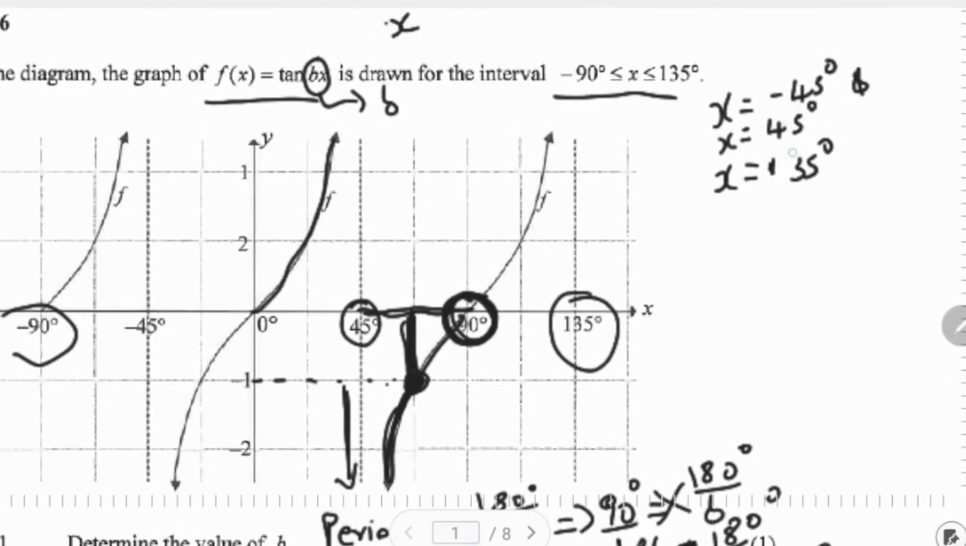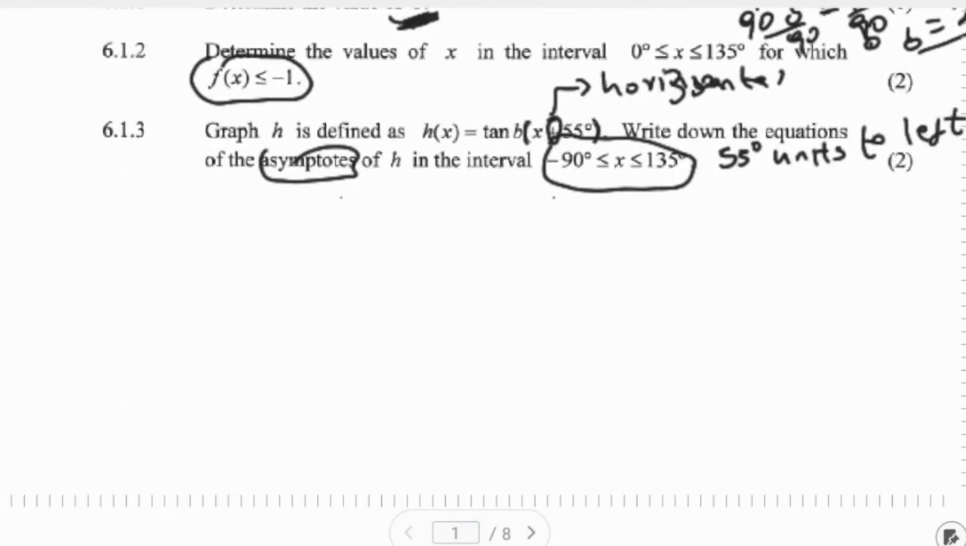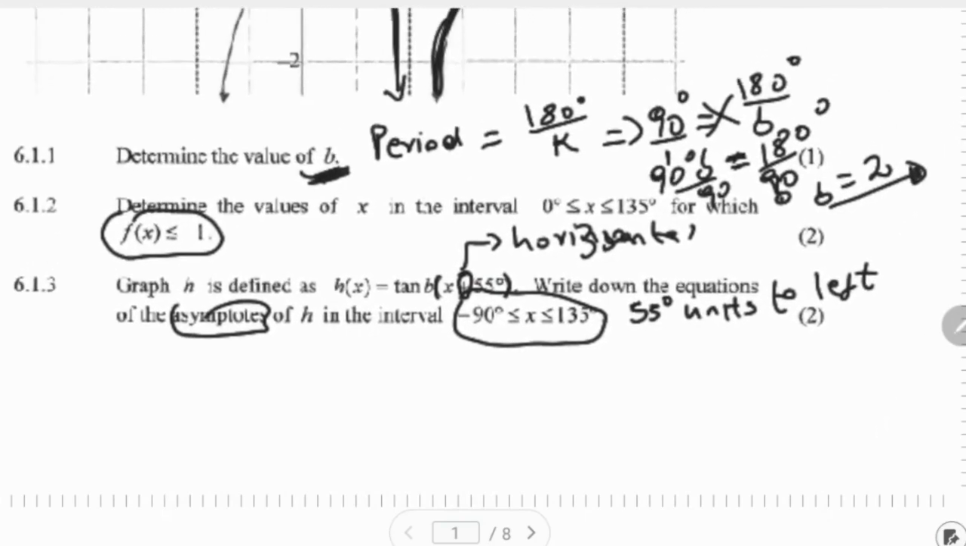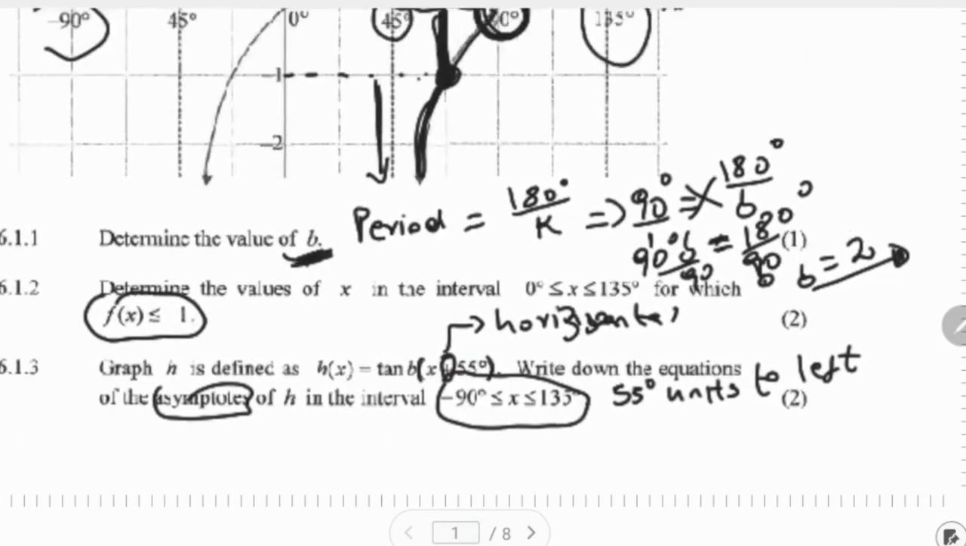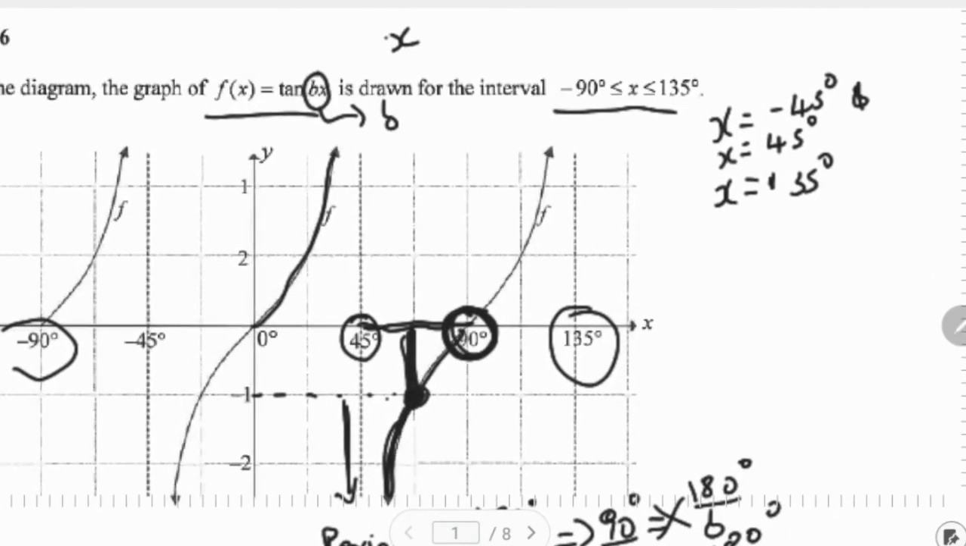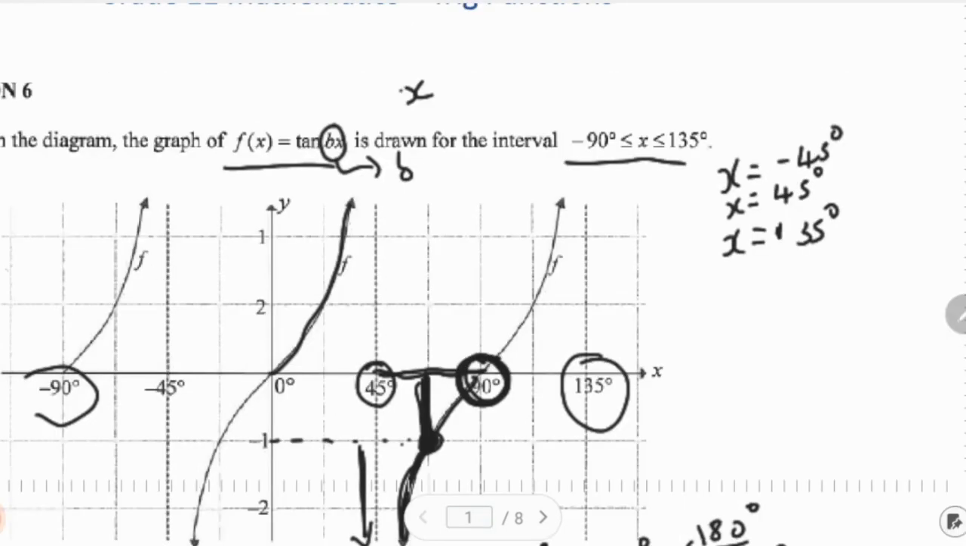So we're going to shift all three 55 units to the left, because we had a plus 5 that is inside a bracket with the angle x. All right. So we've determined that originally the asymptotes are at minus 45, at 45, and 135. Those are the broken lines on the graph.